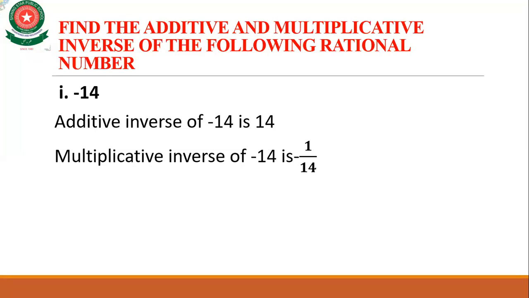As I already told you, in additive inverse we only change the sign of our number, and in case of multiplicative inverse we just change the numerator into denominator and the denominator into numerator. I repeat, in additive inverse we just change the sign of our given number, whereas in multiplicative inverse we change the denominator into numerator and numerator into denominator.